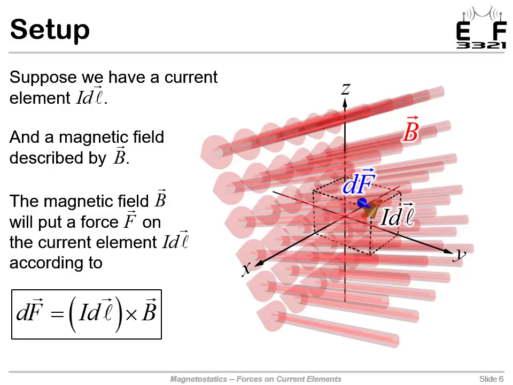Now, the current and the magnetic field do not need to be perpendicular to each other. They can't be parallel or the cross product goes to zero. But there's no requirement on the orientation of magnetic field and current element. It's just because there's a cross product, the force will always be perpendicular to both the current and the magnetic field.